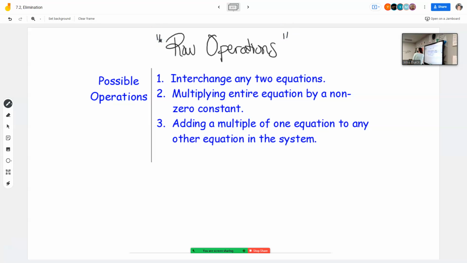Now, this vocab, row operations, doesn't really have any application to elimination as you know it. That vocab doesn't exactly have any meaning to elimination as you know it. But it's preparing us for something called matrices.